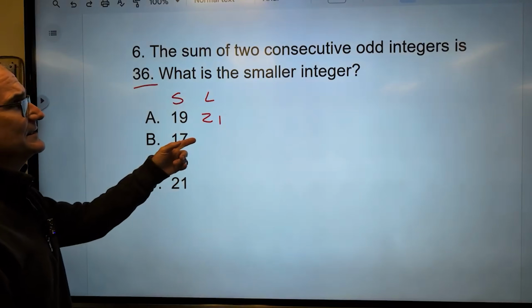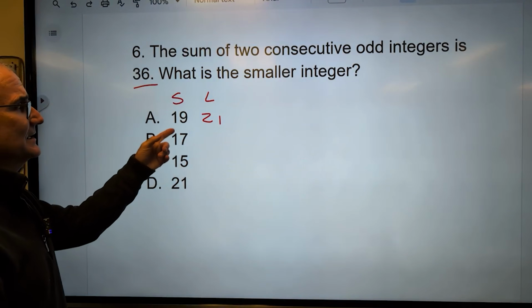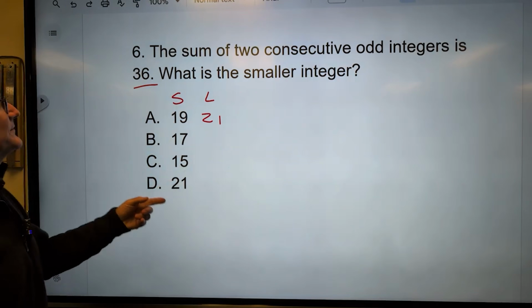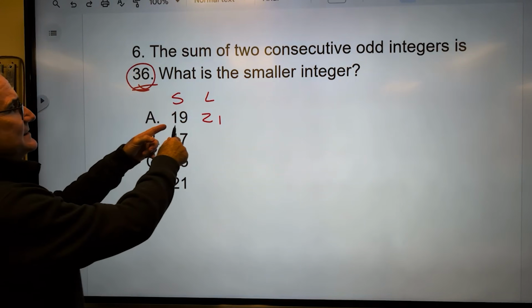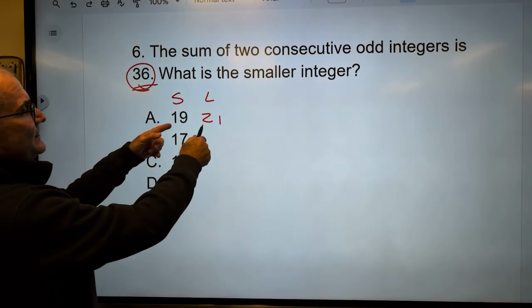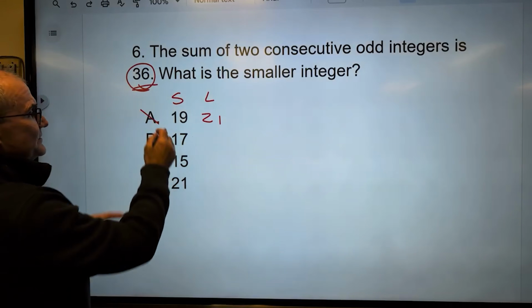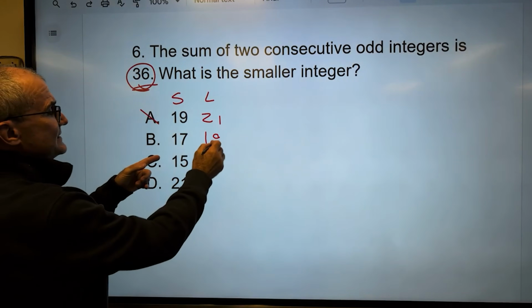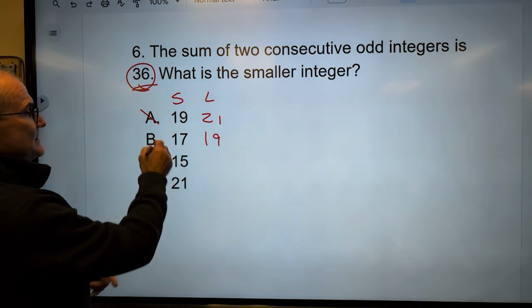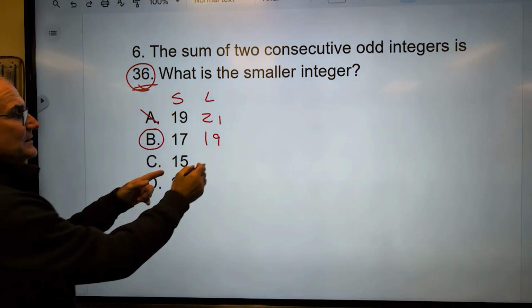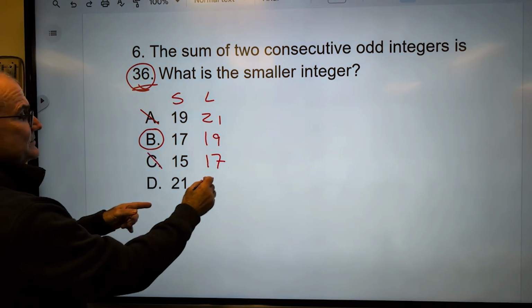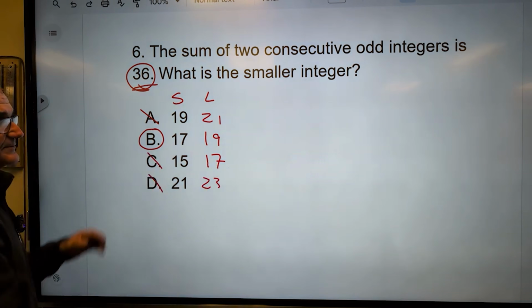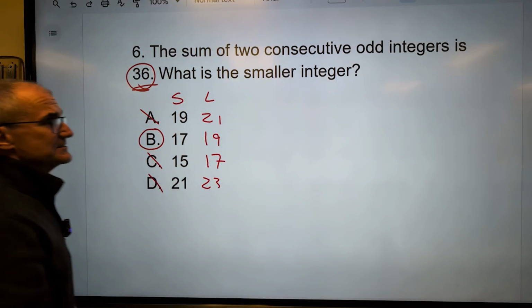They are consecutive. So the trick on this is just to plug in those values and see where we add up to 36. 19 and 21 is 40, doesn't work. This would be 17 and 19, 36. This one does work. 15 and 17, 32 doesn't. 21 and 23 doesn't work. So that's plugging in the answers to solve.